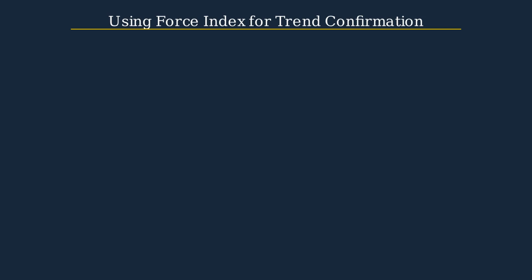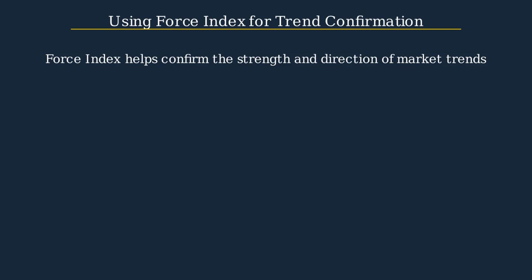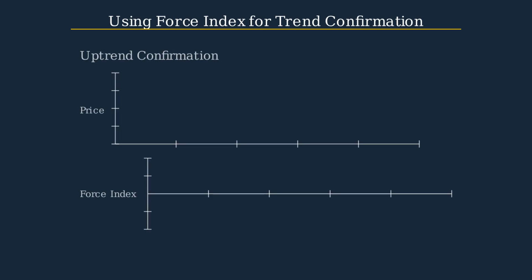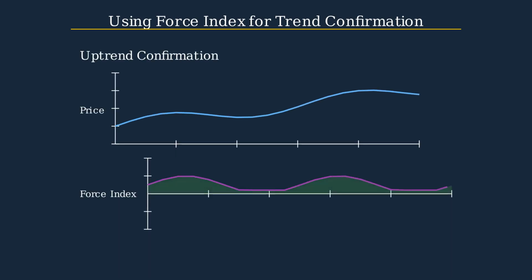One of the primary applications of the Elder Force Index is trend confirmation. The force index helps traders determine whether the current price trend is supported by volume and momentum. In an uptrend, the force index should generally remain positive, indicating buying pressure supports the price rise.